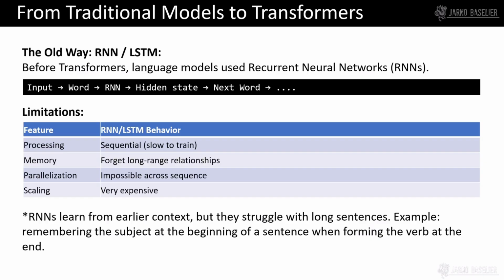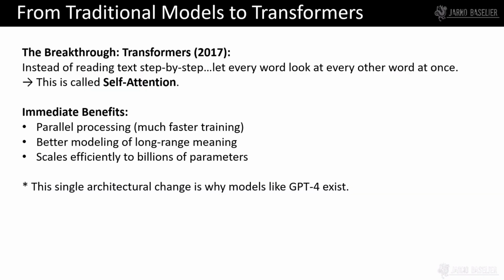This is not the best way, but this is how we did it before. RNNs learn from earlier context, but they struggle with long sentences. For example, remembering the subject at the beginning of a sentence when forming the verb at the end of the sentence. The breakthrough came around 2017. Those were the transformers, because instead of reading text step by step and word by word, they let every word take a look at every other word at once. And this specific thing is called self-attention.